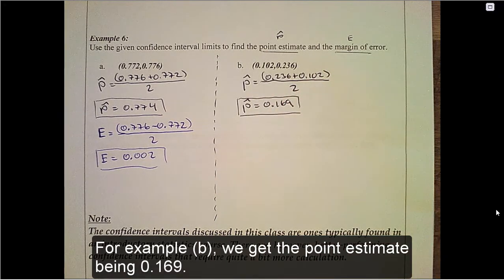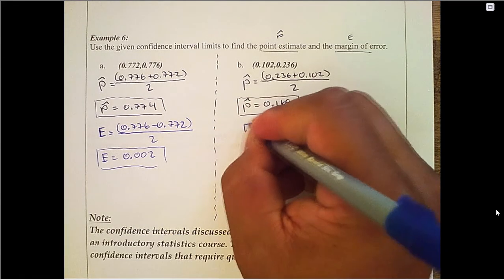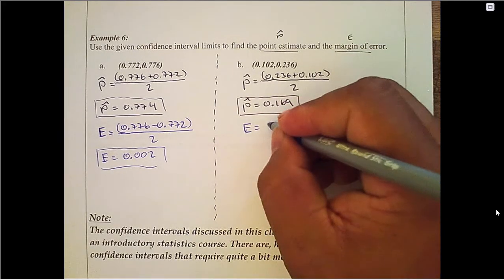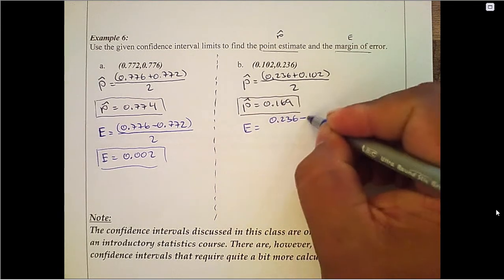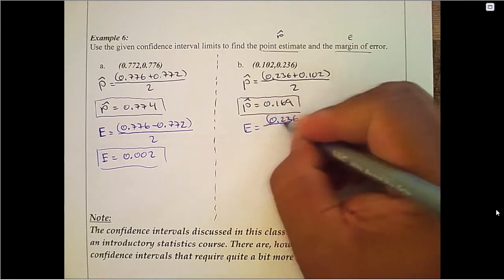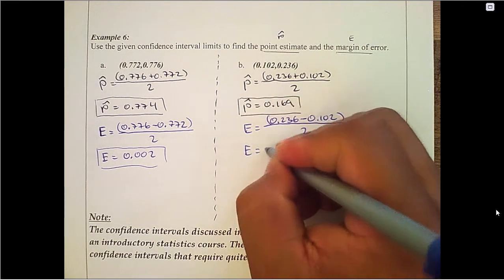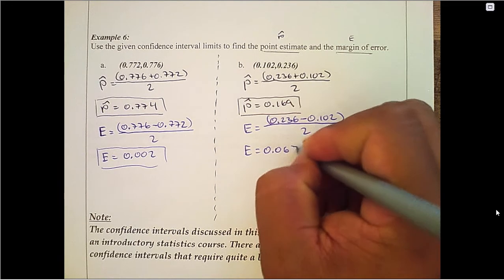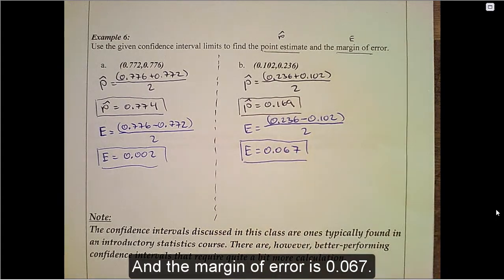For example B, we get the point estimate being 0.169. And the margin of error is 0.067.